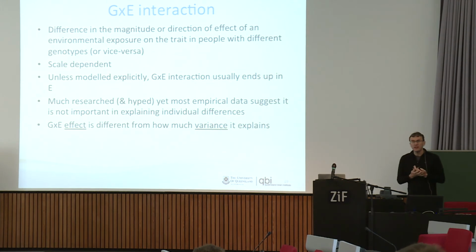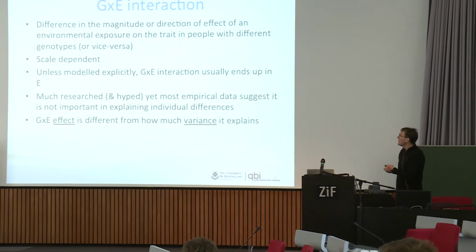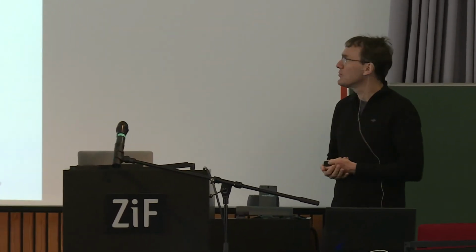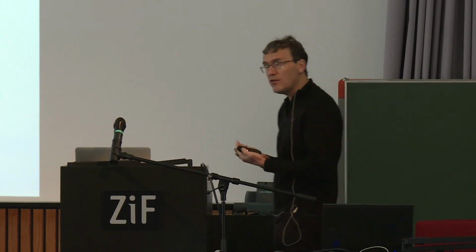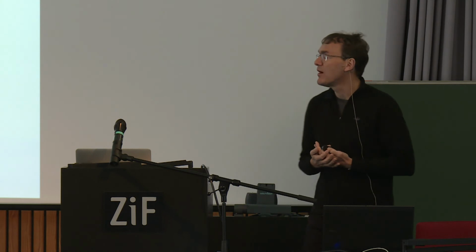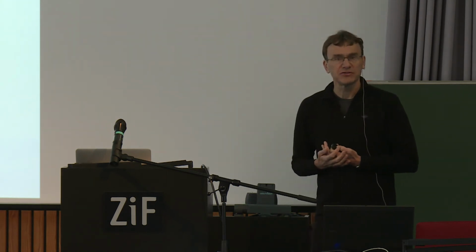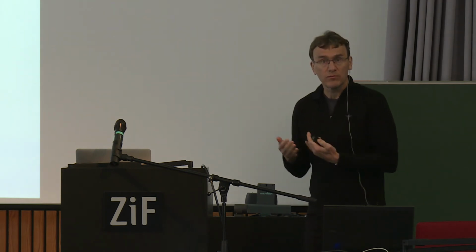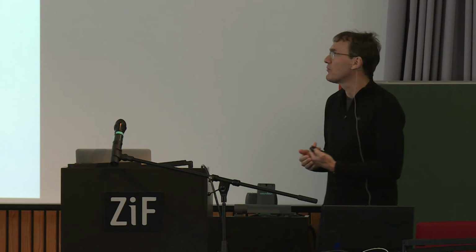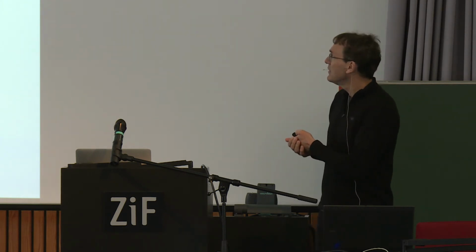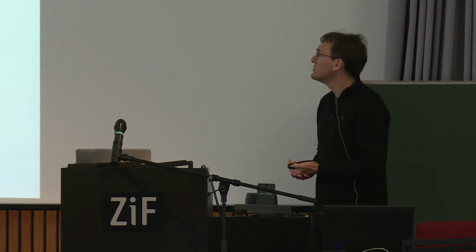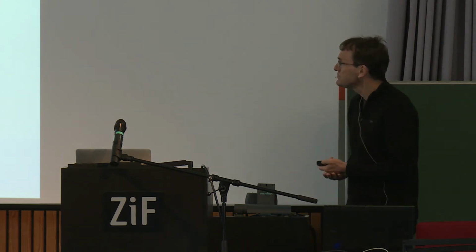And unlike the GE covariance or correlation, if you don't model G by E interactions explicitly, it usually ends up in the environmental part. So if there were widespread evidence for genotype and environment interactions, then it would predict that the heritability of the trait would be lower than in the absence of genotype and environment interactions, because it goes into the residual or the environmental part when you partition phenotypic variation.